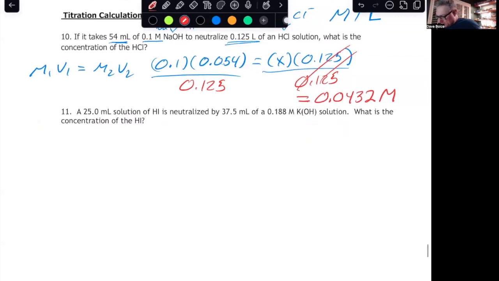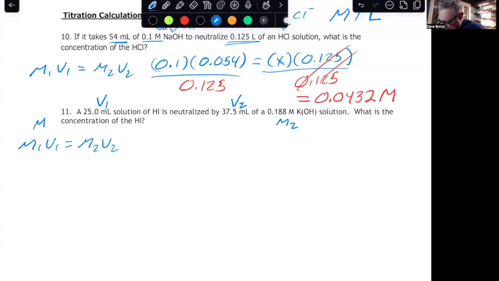Okay, let's do one more of these. I'm still using M1V1 equals M2V2. And so let's take a look at what I have. 25 milliliter solution. This is my V1. It is neutralized by 37.5 milliliters. I know I'm going to need to go ahead and change that later, but let's go with that for now. And here's my M2. What is the concentration of the HI?